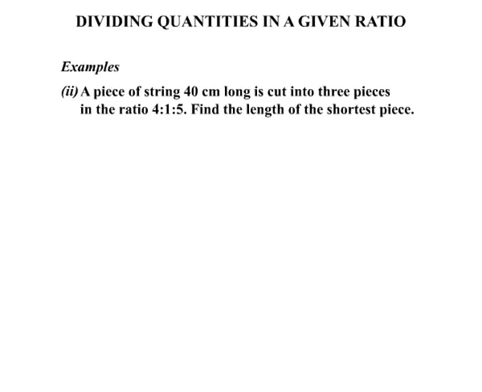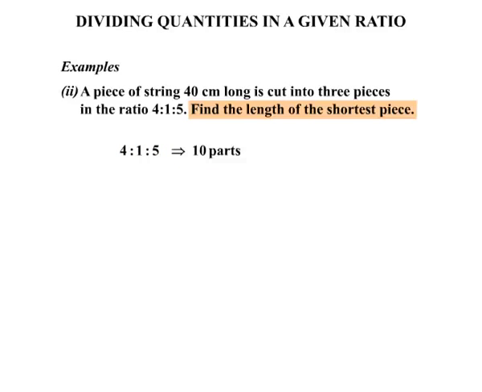Our second example. A piece of string 40 centimetres long is cut into 3 pieces in the ratio 4 to 1 to 5. And we're asked to find the length of the shortest piece. Now 4 to 1 to 5, we'll write that ratio down. And if we think about that, that's 4 parts, 1 part and 5 parts. Altogether, there are 10 parts.